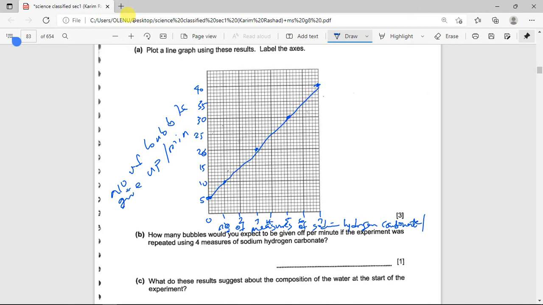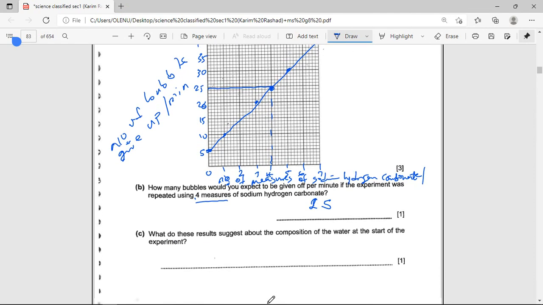Now they say, how many bubbles would you expect to be given off per minute if the experiment was repeated at 4 measures of hydrogen carbonate? So you come at 4, you trace it to where it meets the line. So which value is that? 25. So you trace it to where it meets. So 25.